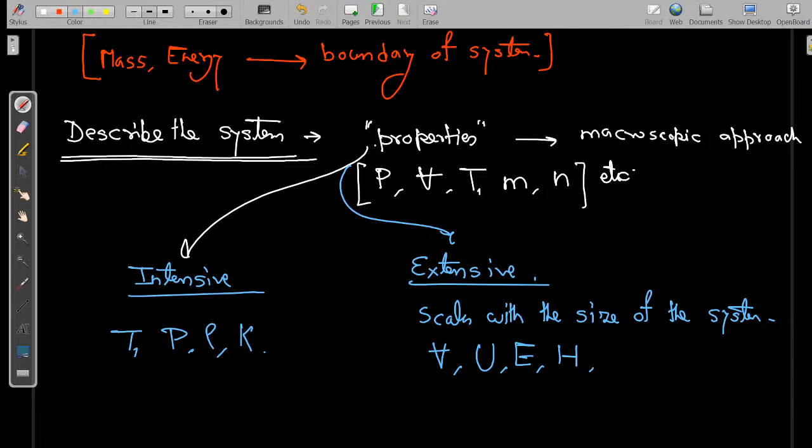And we all know that extensive property per unit mass is an intensive property. For example, volume per unit mass, which is represented by specific volume, the specific volume is an intensive property. Okay. Similarly, internal energy per unit mass is represented by specific internal energy. This will be an intensive property. Okay.